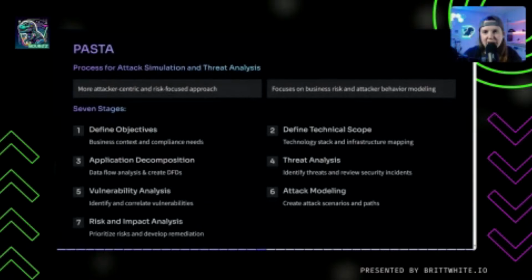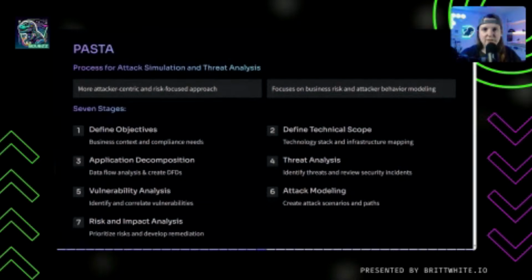And no, this isn't spaghetti, but PASTA stands for the Process for Attack Simulation and Threat Analysis. PASTA is more attacker-centric and risk-focused. It aims to model attacker behaviors and prioritize threats based on business risk. It's more strategic and detailed than STRIDE, and often used for complex, high-value systems and insecure development lifecycles. PASTA's strength is its deeper consideration of business objectives and alignment of security efforts with the overall business strategy. PASTA is a 7-stage threat modeling methodology.